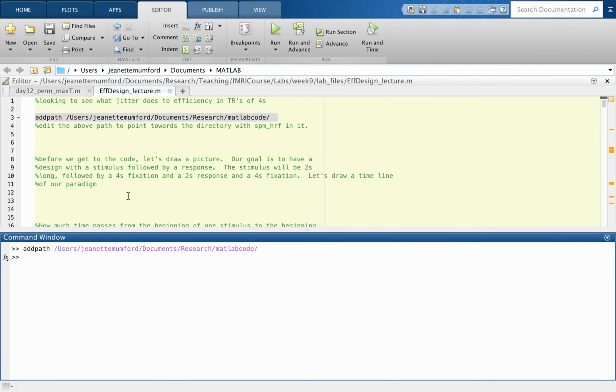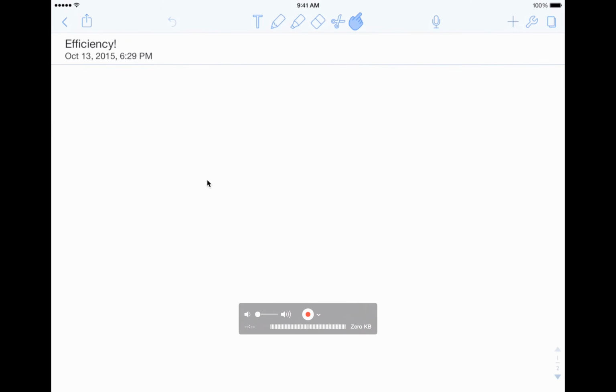So before we get to the code, I want to draw a picture. This text here is just describing what I just said, but I will draw a picture over here for you. And whatever I write will be in that same Dropbox folder. I apologize, I have a cold, so I'm a little congested. Okay, so here's the idea.